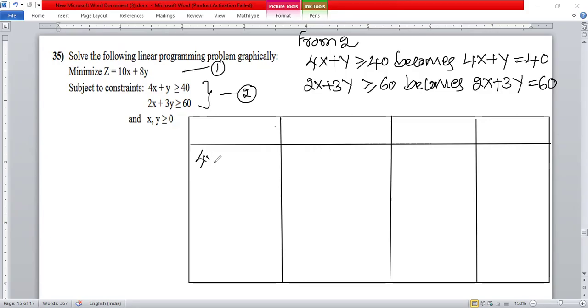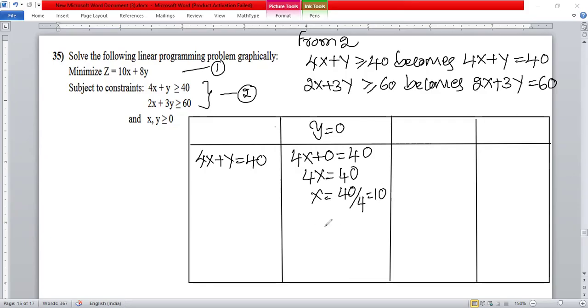Now 4x plus y is equal to 40. So y is equal to 0, 4x plus 0 is equal to 40. So 4x is equal to 40, so x is equal to 40 by 4, that is 10. Similarly, x is equal to 0, 0 plus y is equal to 40. Therefore, y is equal to 40. So x, y is 10, 40.